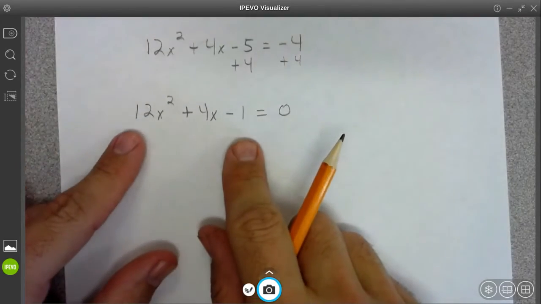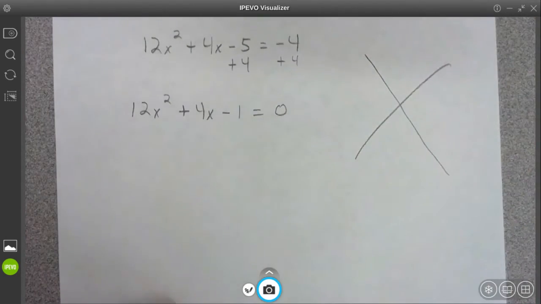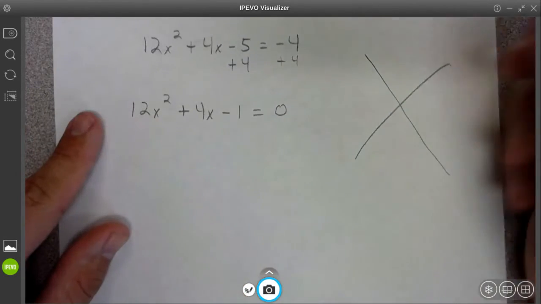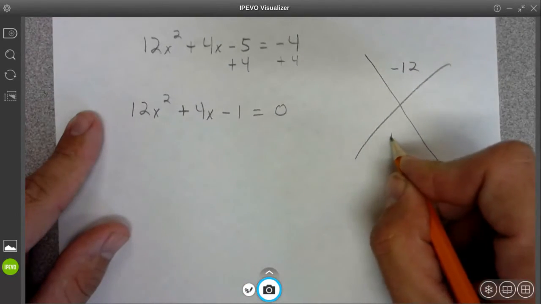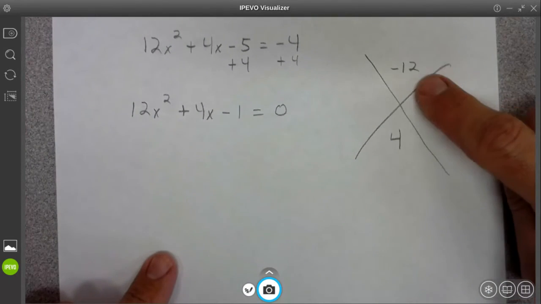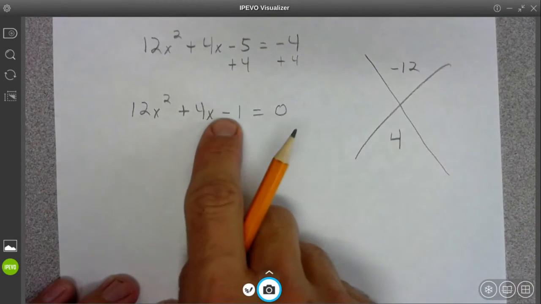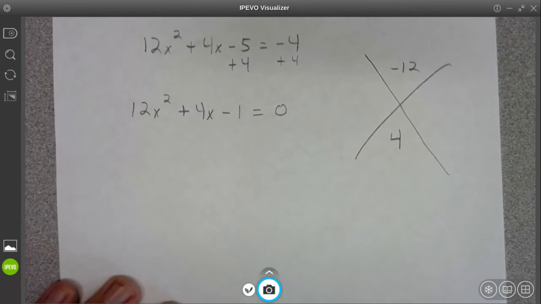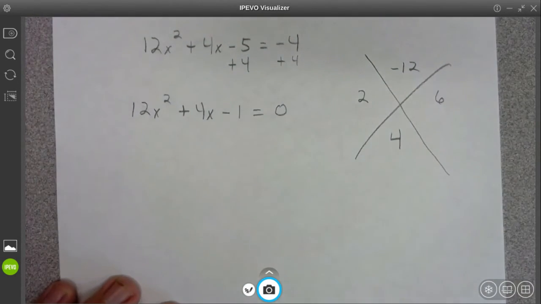So we're going to either do the old school method or the AC method. I'm hoping you guys like the AC method. So we're going to do A times C, which is negative 12. And B is our middle term, so 4, that goes down below. We need to find two numbers that multiply to negative 12, or 12, whatever. They multiply to 12, and they will subtract to give us the 4. That's a 2 and a 6.